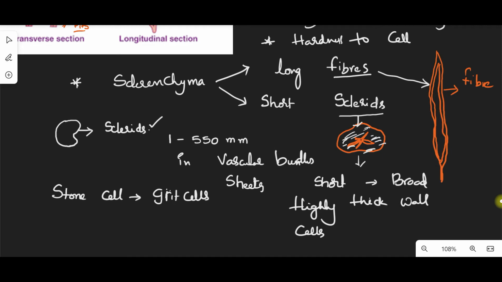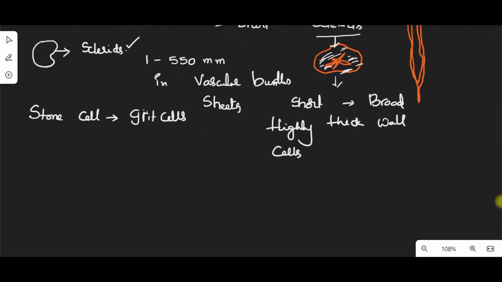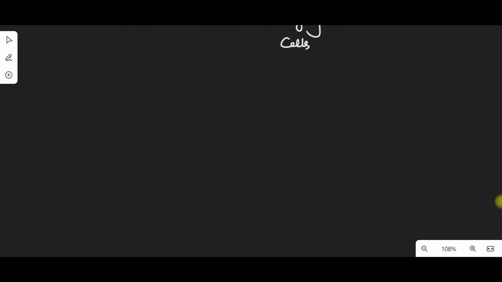So this is how normally two different cells of sclerenchyma are described. Now let me give you the difference between sclerenchyma fibers and sclerenchyma cells, which we call sclerites. This is very important and often asked as a 2 marks question, so please be attentive. We will differentiate between fibers and sclerites.